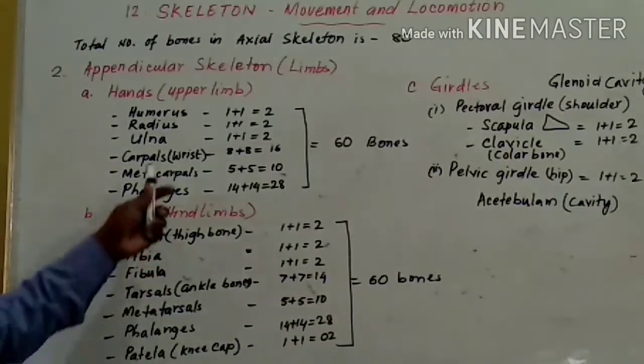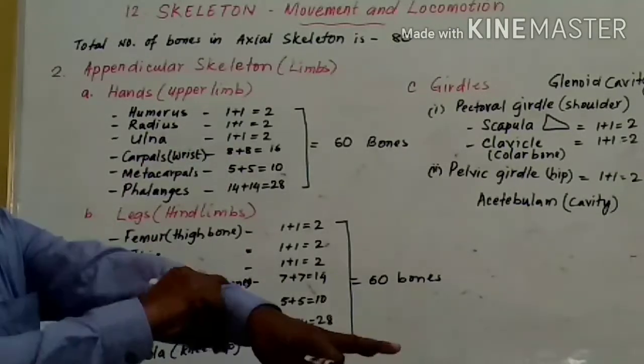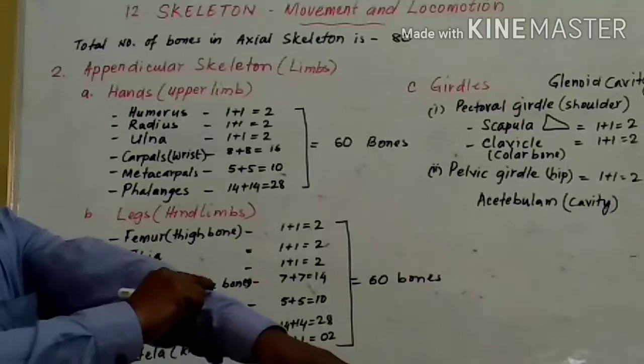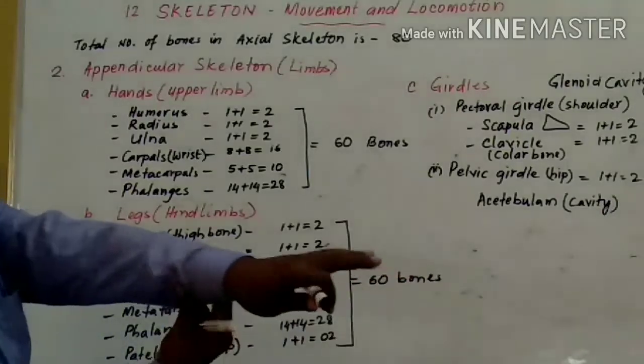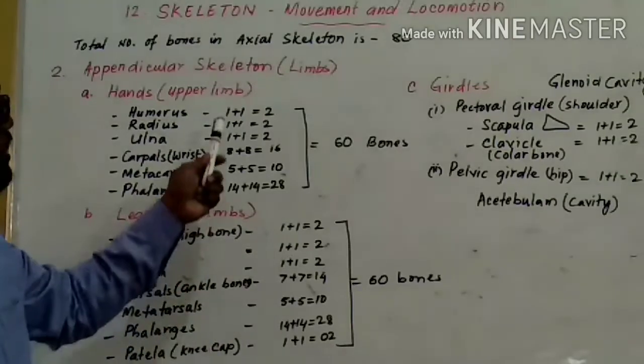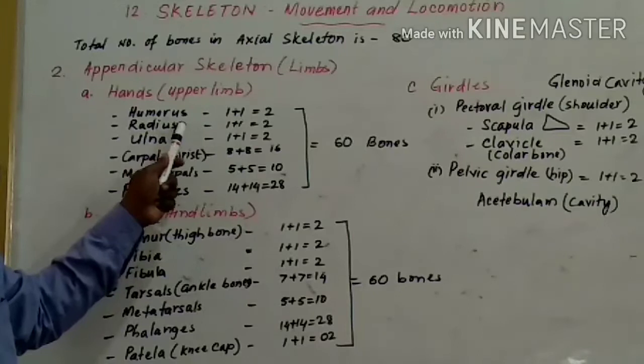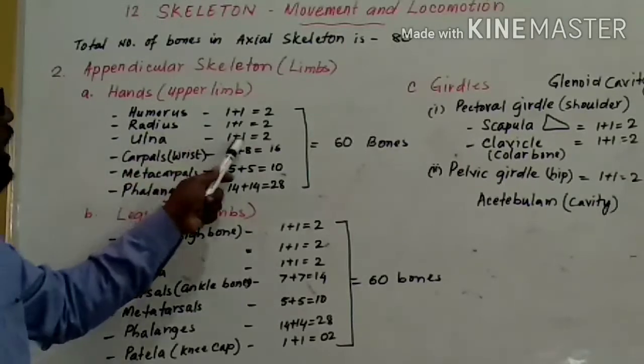The one which is towards the thumb is called radius. So one bone we have here, you can feel it, is radius. The other side we have is ulna. So 2 hands, 1 plus 1, 2 radii and 2 ulnas.